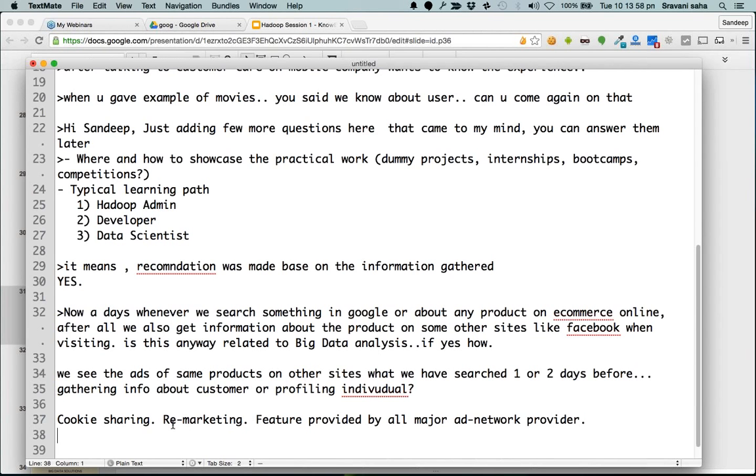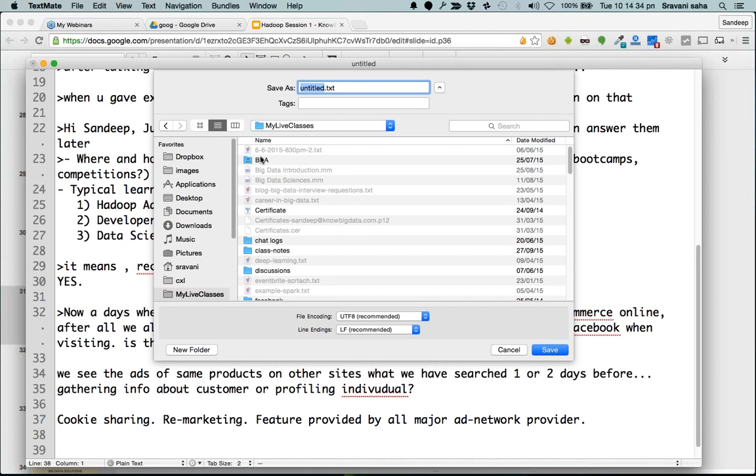Definitely big data is involved because there are too many users for whom this information is being gathered. But if there are only a few users, it's not that difficult to do. It's called remarketing and it's a part of cookie sharing. If you know a little bit about how browsers work, you are identified by a number which is being reshared. Let me save the notes.